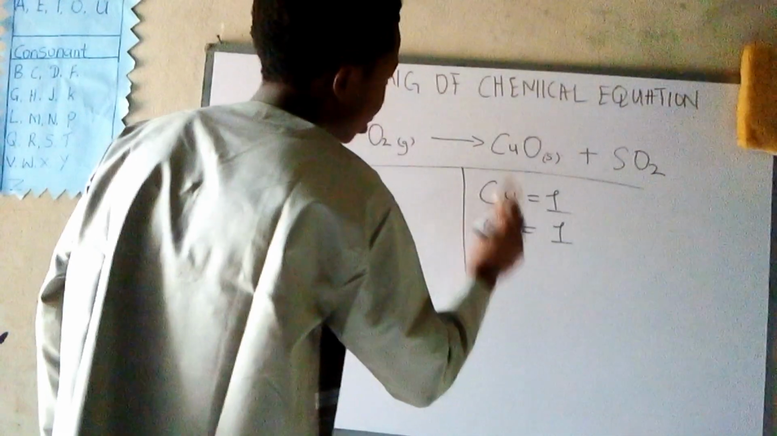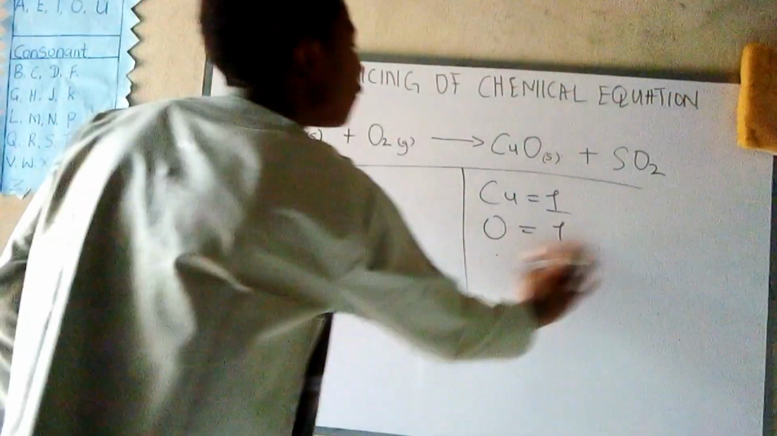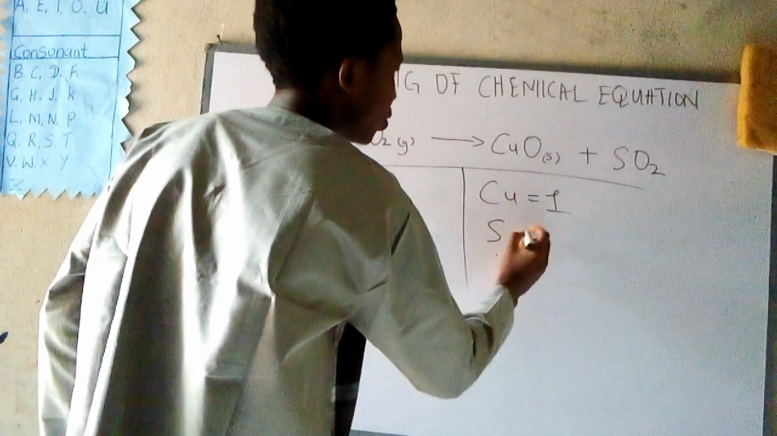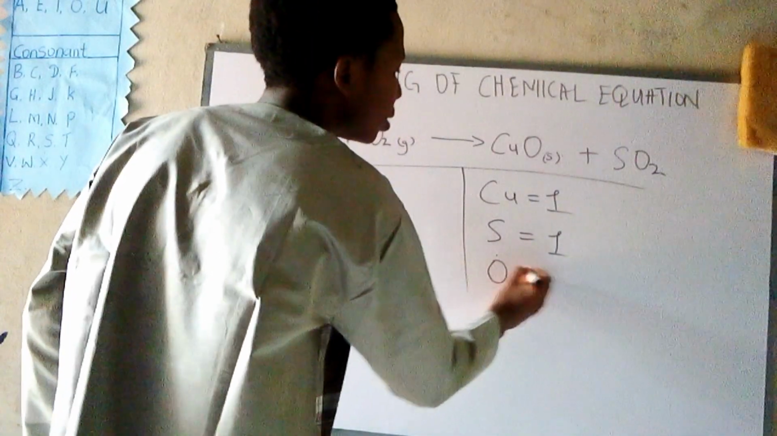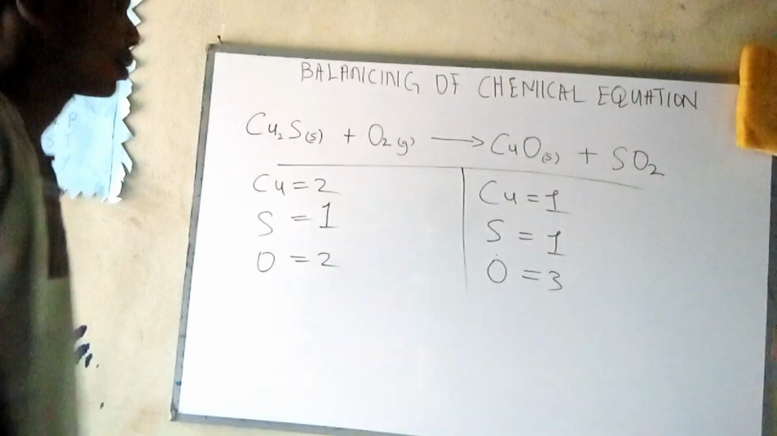See that this one is a little bit confusing, but actually it's easy. So easy, we win. Okay, so sulfur is also 1. Then oxygen here is 3. So now how do we balance this guy?